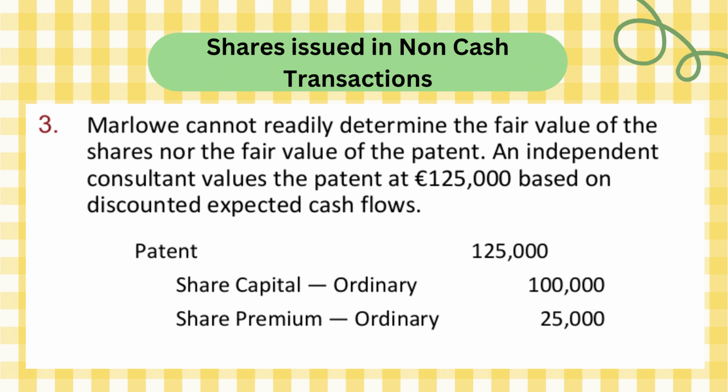Marlowe cannot readily determine the fair value of the shares nor the fair value of the patent. An independent consultant values the patent at 125,000 based on discounted expected cash flows. Okay, so he calculated the present value for the expected cash flows, and it's 125. So patent again will go up by this value. Share capital ordinary will be recorded at par. Any extras will go to the share premium ordinary.